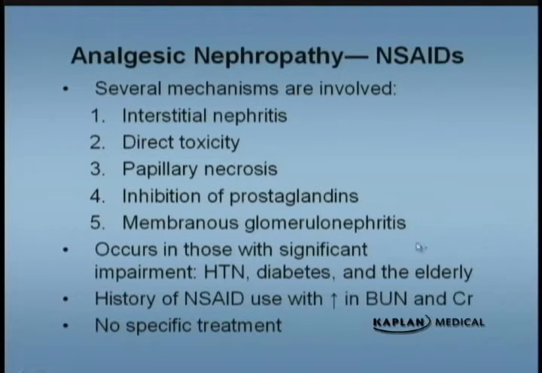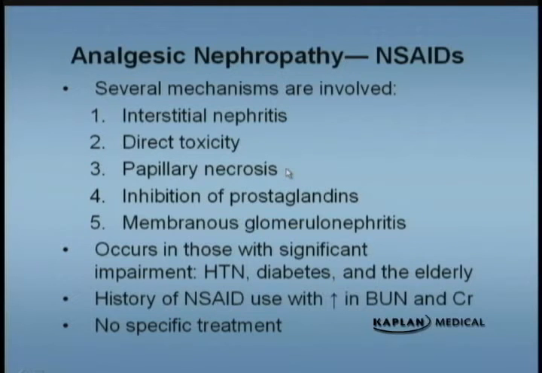Remember, you lose 1% of nephrons per year past the age of 40. So if you're 70 or 80 years old, you've already lost 30 to 40% of your kidney. So non-steroidals. Now the only one that we haven't said specifically before is papillary necrosis.